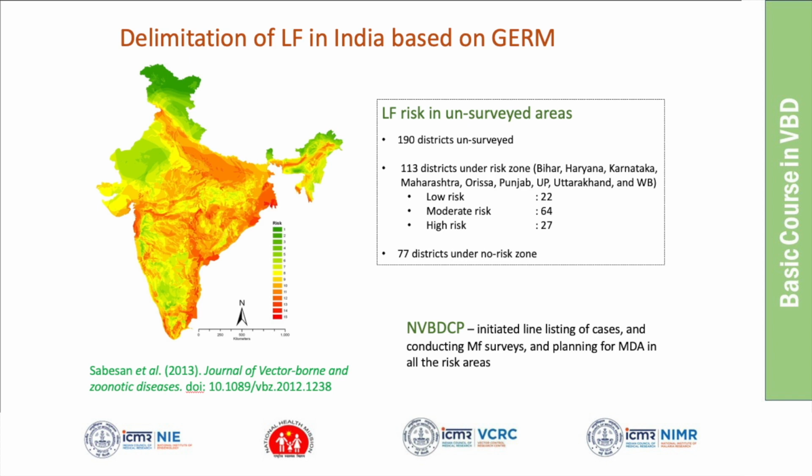And the NPTEL-NOC were partners of this exercise. Therefore, they have initiated line listing of cases in these areas, conducting MF surveys and planning for MDA in all the risk areas. You all know that initially 257 districts were targeted for mass drug administration. Now the NPTEL-NOC target is 328 districts targeted for MDA.